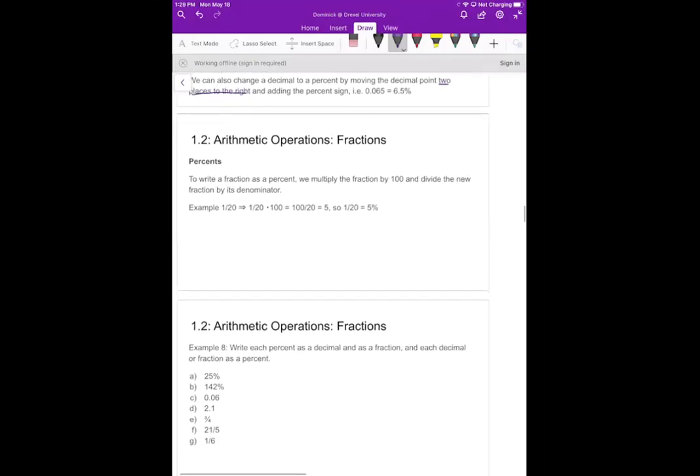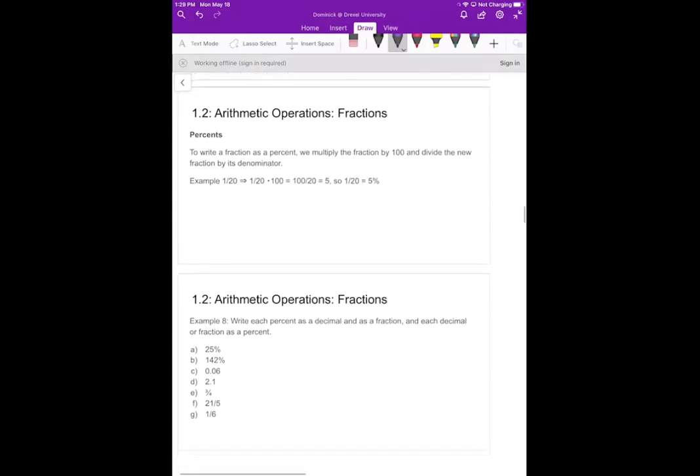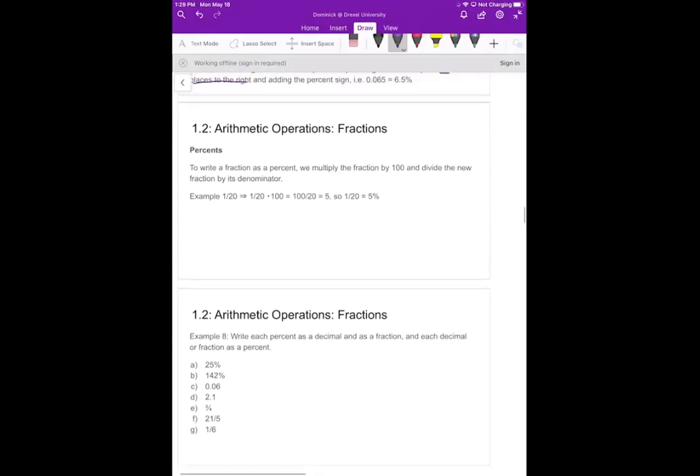So as a couple of examples here, or actually I should say first that if you wanted to write a fraction as a percent, you just multiply by 100 and then simplify that fraction that's left, right? So for example, if you wanted to look at 1 over 20, multiply that by 100, you would get 100 over 20, of course. But if you divide that, you just get 5. All right, so of course, 5%.